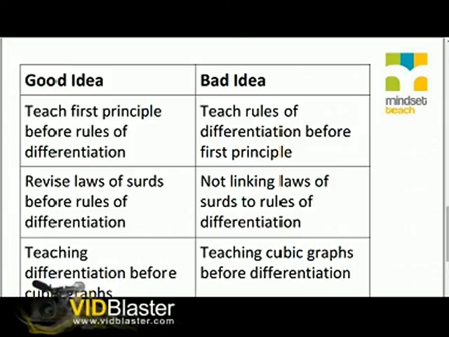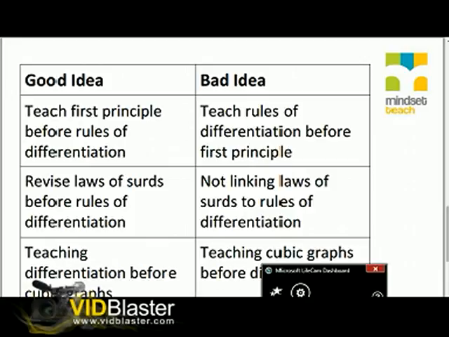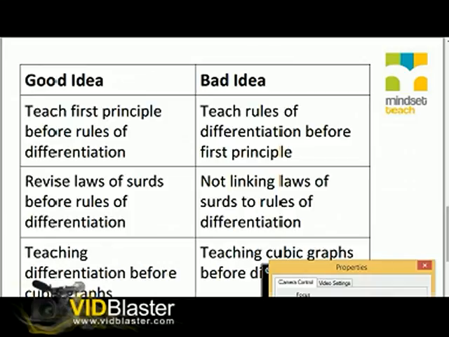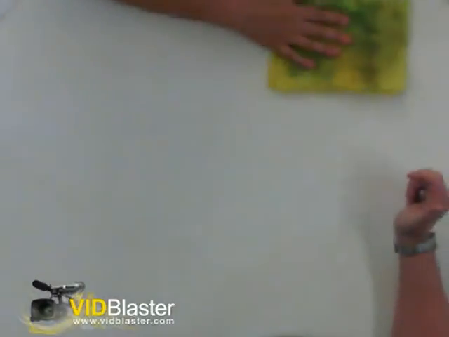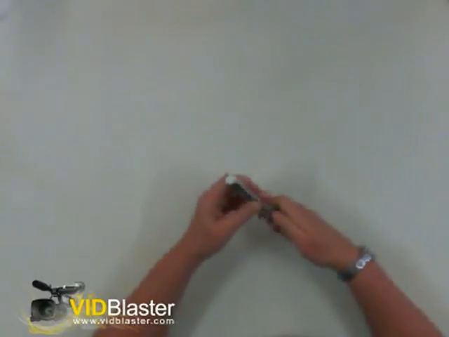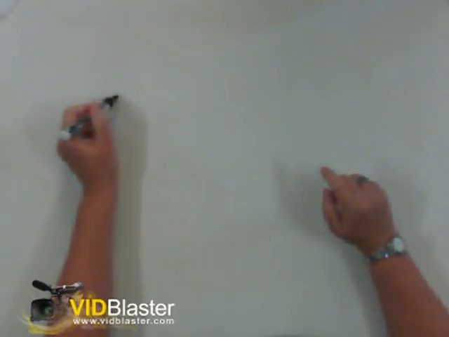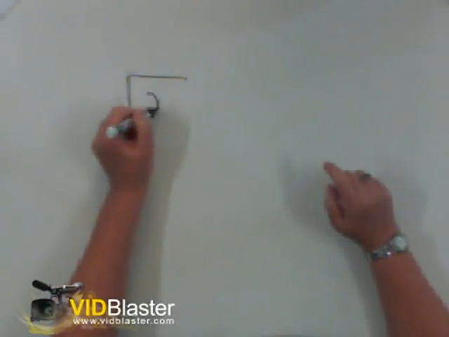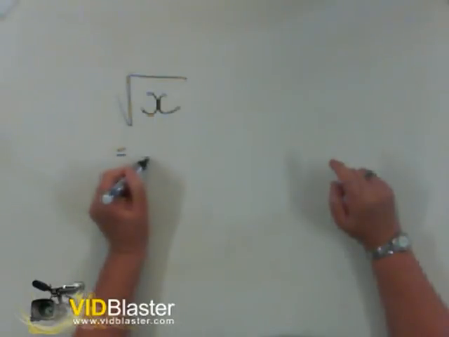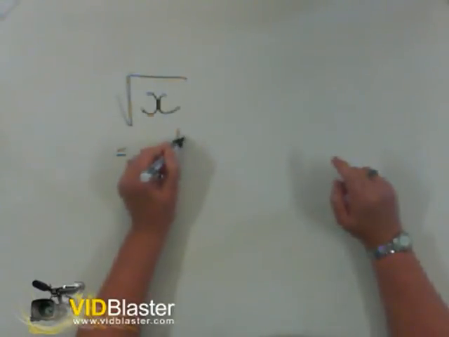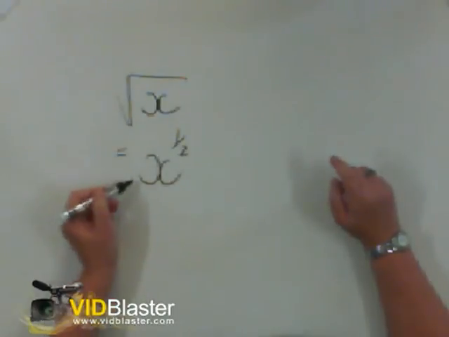Okay, the next one says revise laws of surds before rules of differentiation is a good idea. The bad idea is not linking laws of surds to rules of differentiation. Remind us again quickly what you mean by the laws of surds. Laws of surds, most of it is done in grade 11. For me, the most important one to remember is that the square root of x is the same as x to the power of a half. And so often pupils forget that.